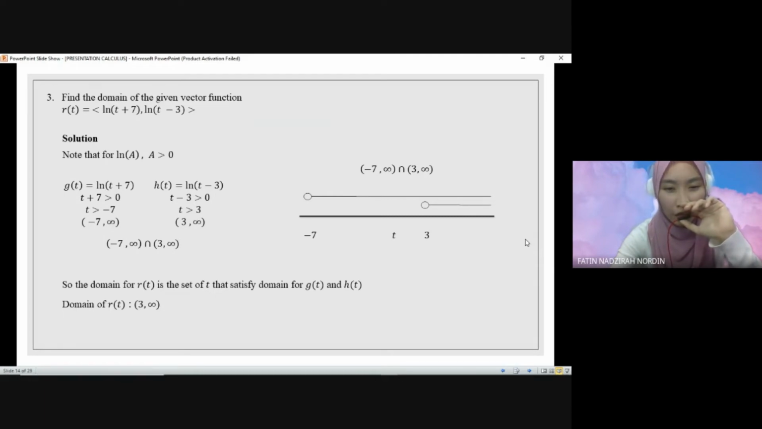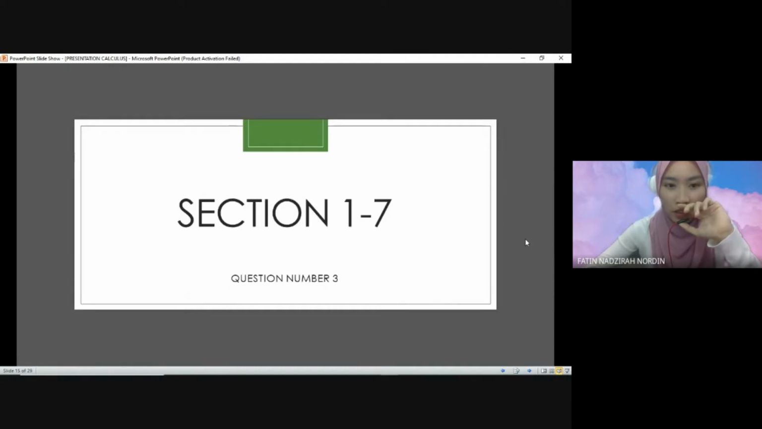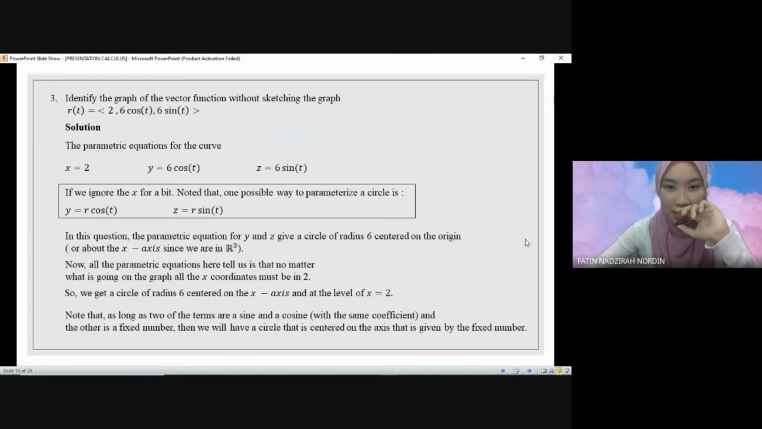So we have to find the intersection between negative 7 until infinity and 3 until infinity. From the figure, we can see the domain for r(t) is the set of t satisfying the domain for g(t) and h(t), which is 3 until infinity. Okay, so next, section 1.7.